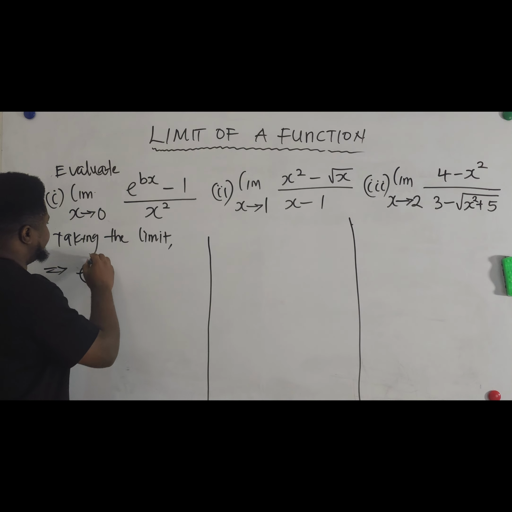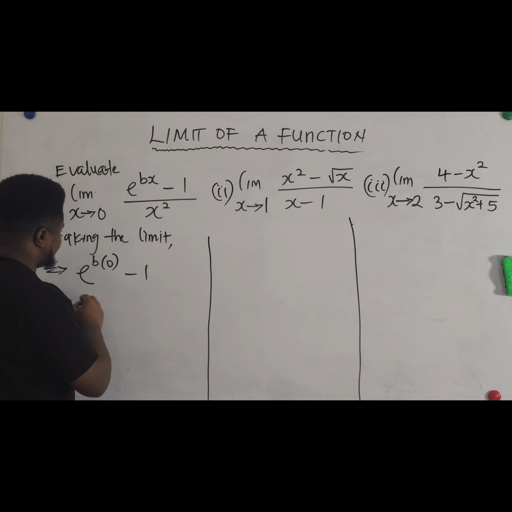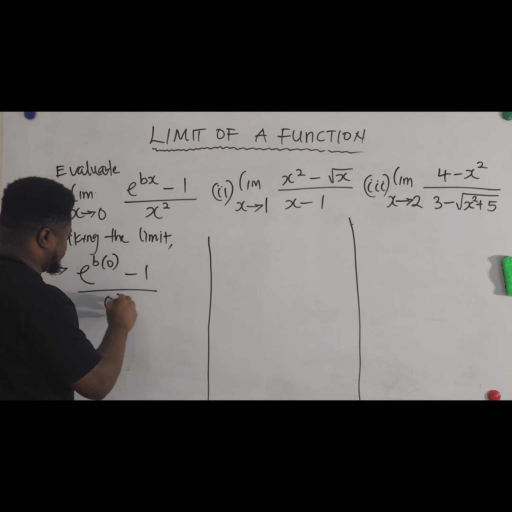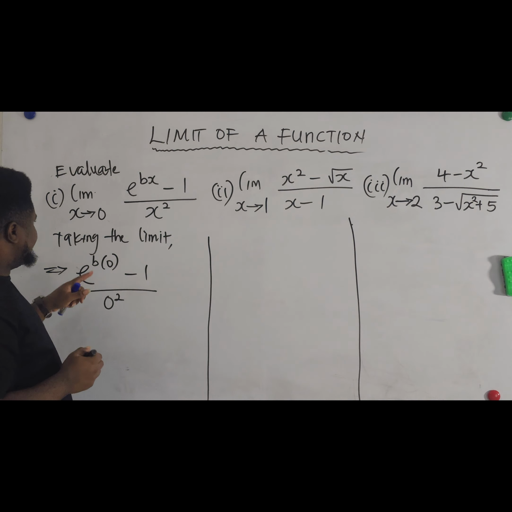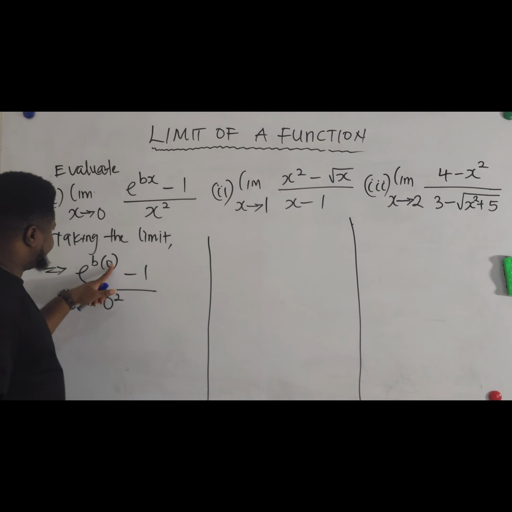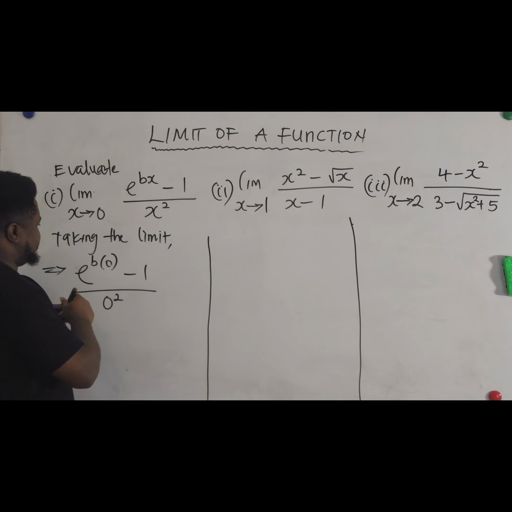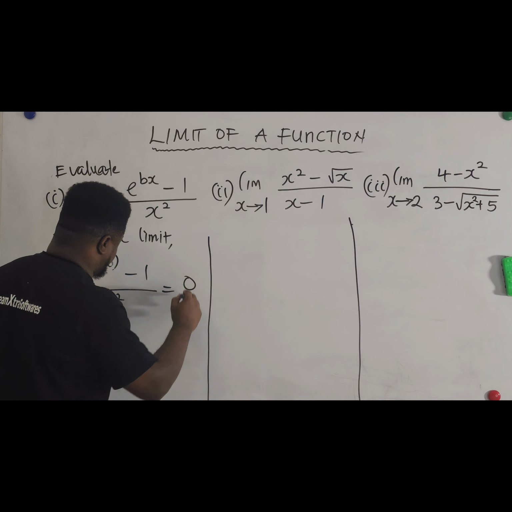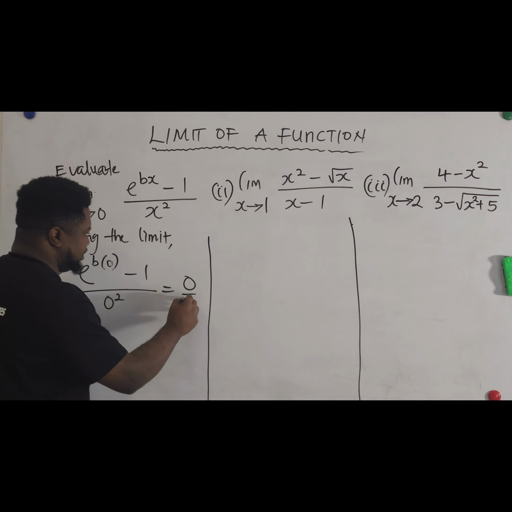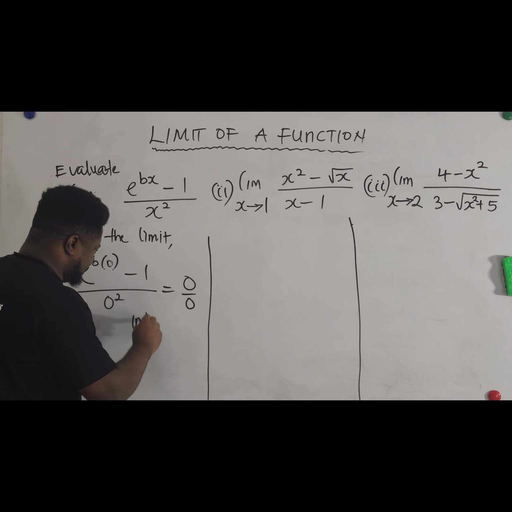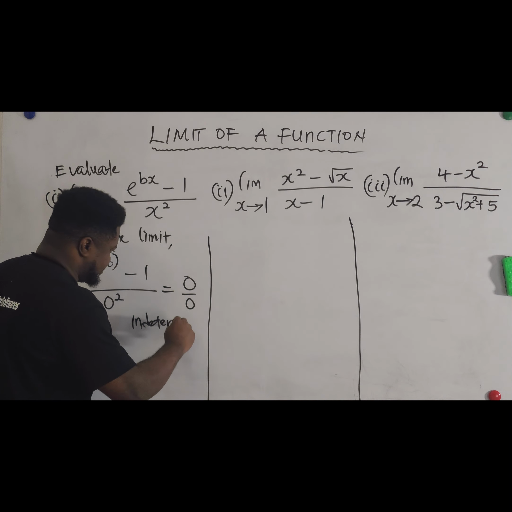exponential b times 0 minus 1 all over 0 squared. b times 0 is 0. e to the power 0 is 1. So I have 1 minus 1, that is 0, over 0 squared, 0. We have 0 over 0, an indeterminate form.